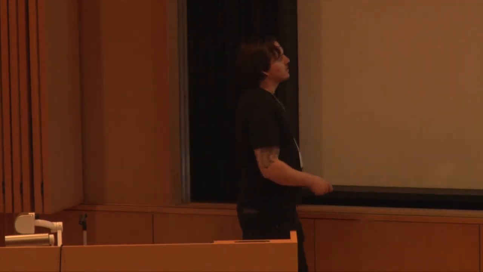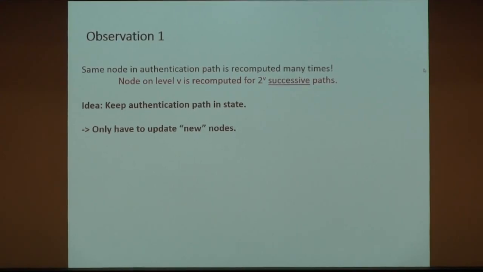Okay. So we can simply keep the authentication path in our state, and then we only have to update the new nodes. And this costs us H nodes of storage, which is not a lot. So that's something like H times 64 or 32 bytes. So that's kind of cheap. And our time on the average goes down to H leaf computations and H node computations.